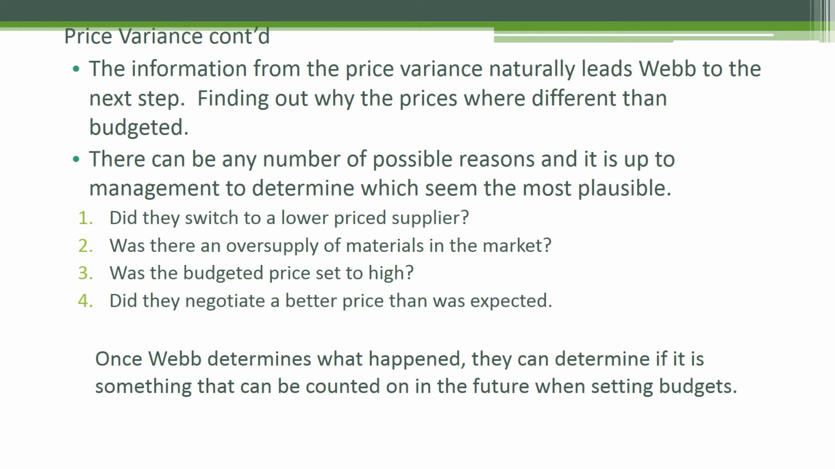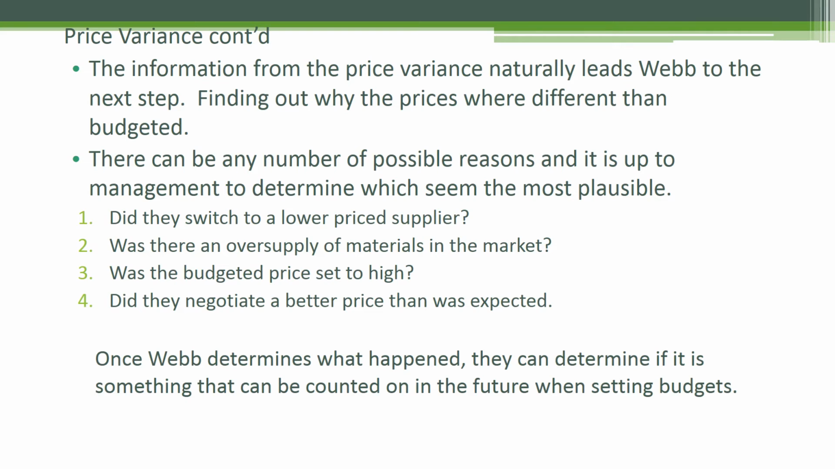Now that we have our price variances, we can take this information and go to the next step, which for Webb is finding out why the prices were different than budgeted. There can be any number of possible reasons, and it is up to management to determine which seems the most plausible. We have listed 4 possibilities below. For instance, did Webb switch to a lower price supplier? Was there an oversupply of materials in the market causing the price to drop? Was the budgeted price that they had determined simply too high? And did they negotiate a better price than what was expected?